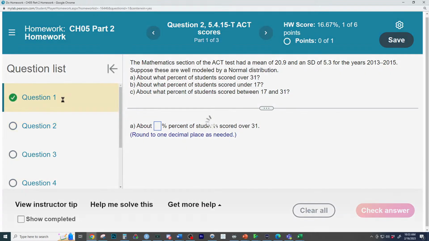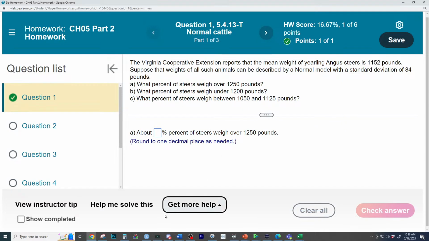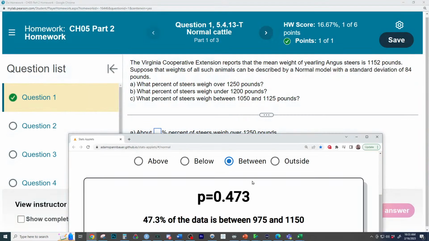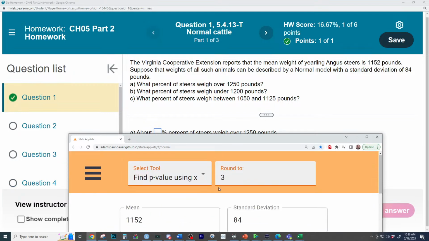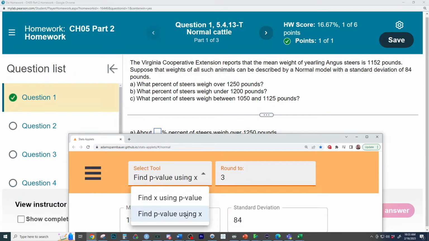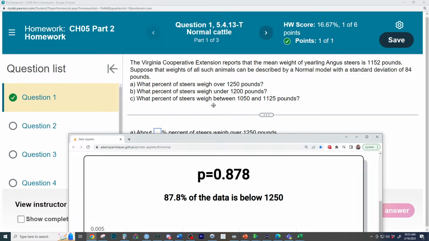Once again, if you were trying to do this question quickly, which, you know, I do suggest learning how to solve these and to draw them. That's the deeper understanding. You want to go right here, enter in your mean, enter in your standard deviation, enter in the value below. Make sure you're selecting this right here. And then go below and 1250. And there's the answer for the first one, 87.8.